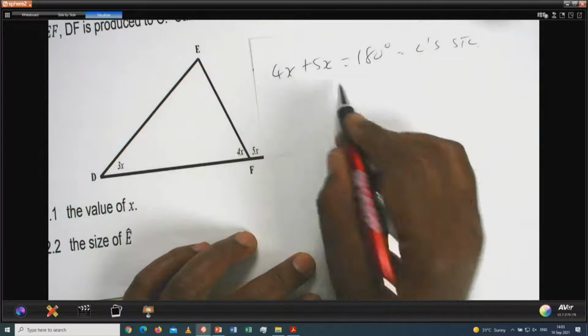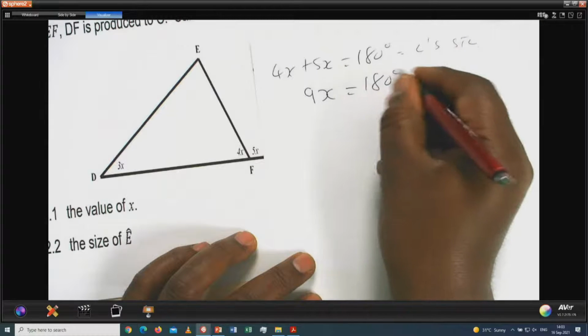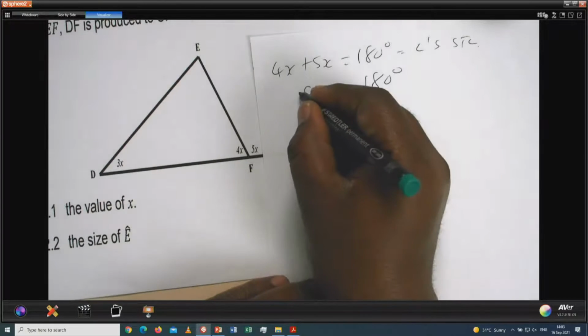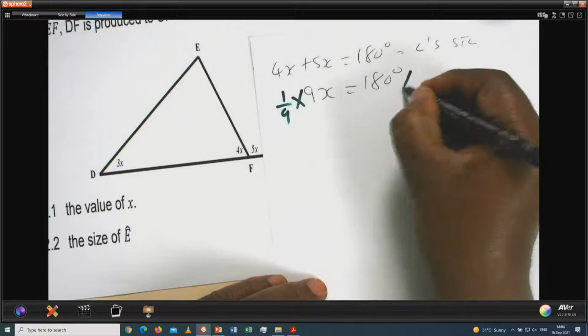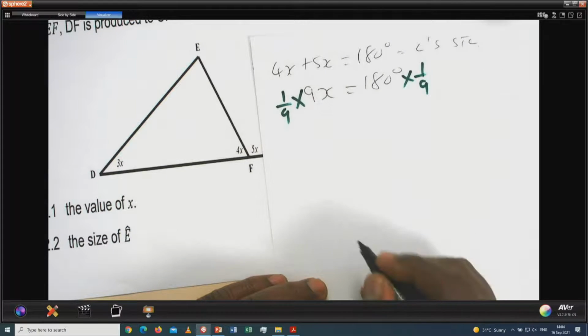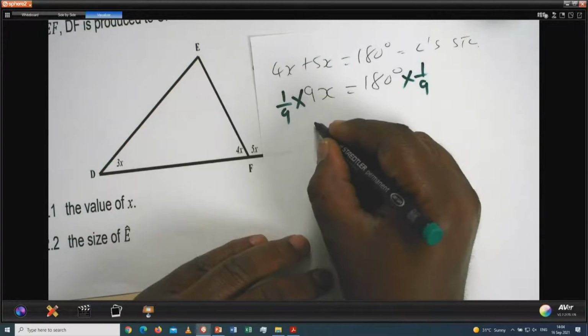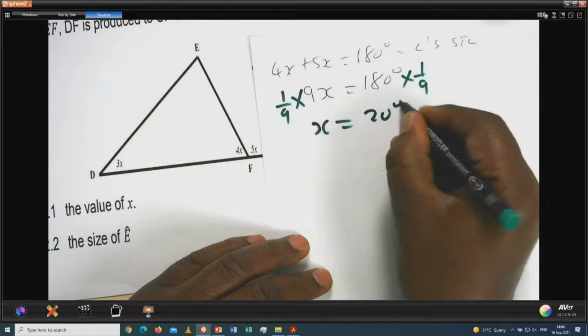You add your like terms, and on the right you have 180 degrees: 9x is equal to 180 degrees. Remember, we are looking for x. We are interested in x. Now we need the inverse of 9, which is 1 over 9. What you do on the left, you also do on the right. Same procedure. Therefore, x is equal to 20 degrees.